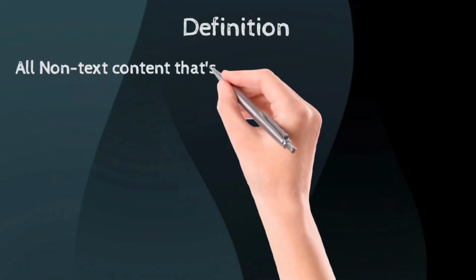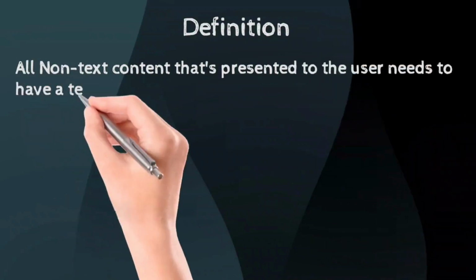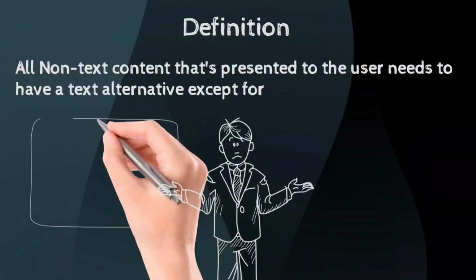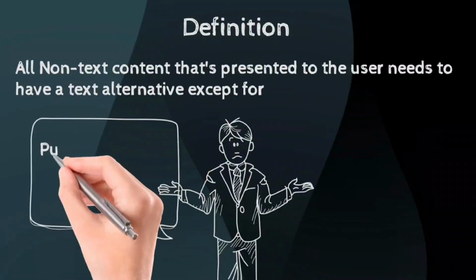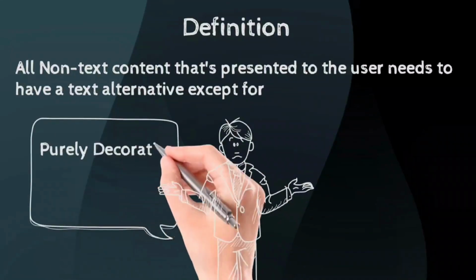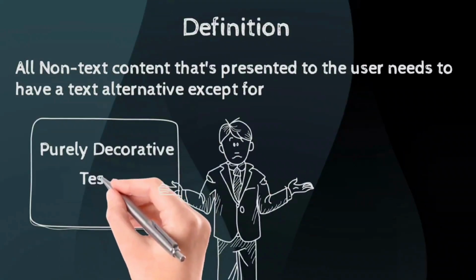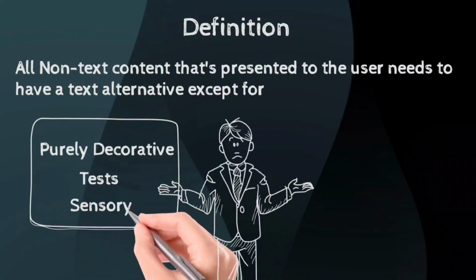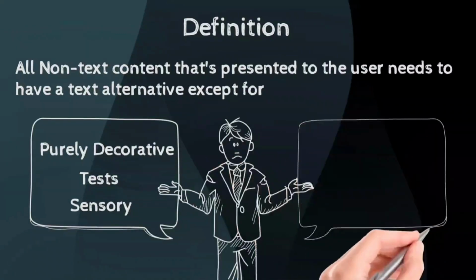Definition: all non-text content that is presented to the user has a text alternative that serves the equivalent purpose, except for purely decorative images that are used only for visual formatting, a test or exercise that would be invalid if presented in text, and non-text content primarily intended to create a specific sensory experience.